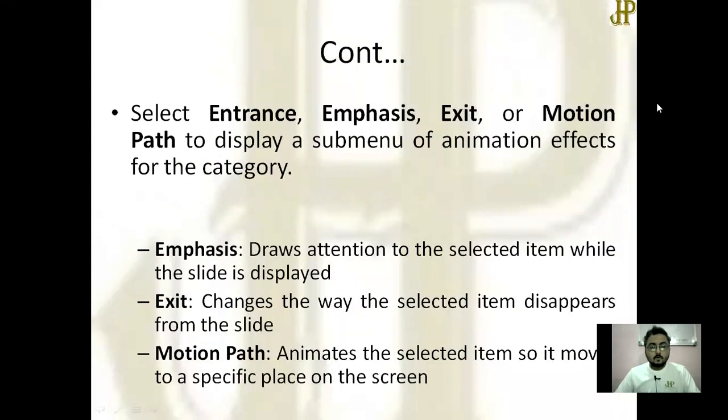Emphasis draws attention to the selected item while the slide is displayed. Exit changes the way the selected item disappears from the slide. Whenever you want to show the text and after that it disappears from the slide. And the last one is Motion Path. It animates the selected item so it moves to a specific place, from one place of the slide to another place of the slide.